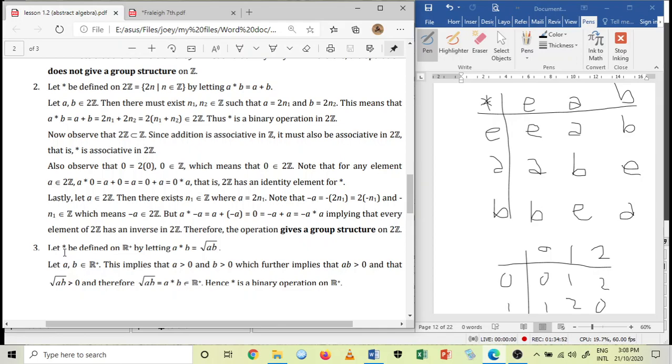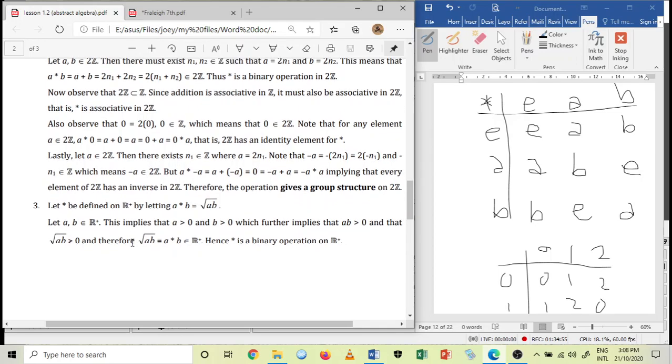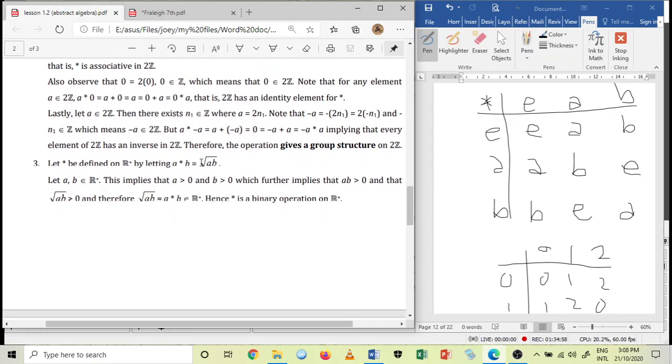Next, the operation asterisk on positive real numbers defined by a operation b equals the square root of a times b. Okay, so here we have, let a and b be positive real numbers. So this would mean that they are both greater than 0, which would imply that their product is also greater than 0, and that their square root is therefore greater than 0. Meaning, the square root of a times b, which is defined as a operation b, is also a positive real number. Hence, it is an element of R+.